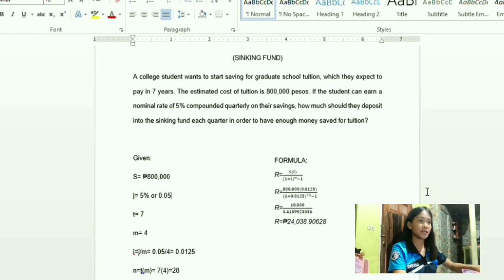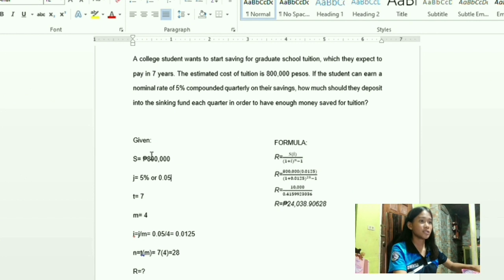So here is my example. A college student wants to start saving for graduate school tuition, which they expect to pay in 7 years. The estimated cost of tuition is 800,000 pesos. If the student can earn a nominal rate of 5% compounded quarterly on their savings, how much should they deposit into the sinking fund each quarter in order to have enough money saved for tuition?